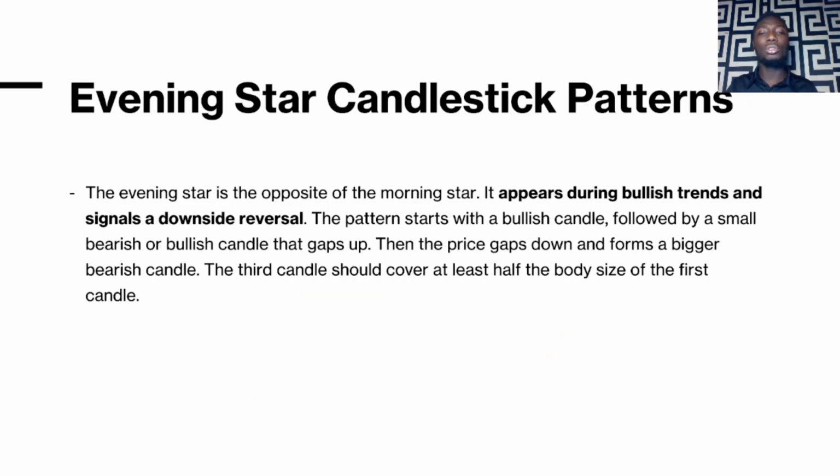So the evening star is the opposite of the morning star. When we have the bullish engulfing, we have the bearish engulfing. It appears during a bullish trend, when buyers are pushing price up, and signals a downtrend reversal. This pattern starts with a bullish candle followed by a small bearish or bullish candle that gaps up. So we have a green candle, an indecision candle, and a red candle that must cover half of that first candle. The price gaps down and forms a bigger bearish candle. The third candle should cover at least half the body size of the first candle.